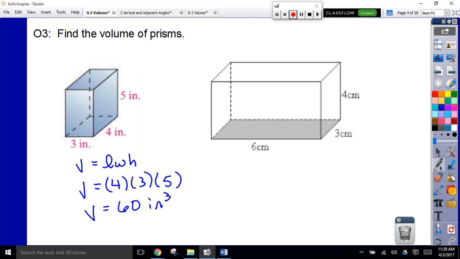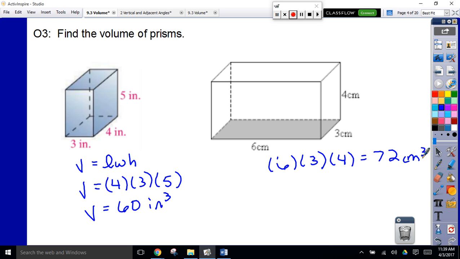Okay, next one. Volunteer to tell me what the volume of this shape is. David? 60. No, the next one. Yeah. 72. Good. If we take 6 times 3, we get 18. 18 times 4 is 72 cubic centimeters.